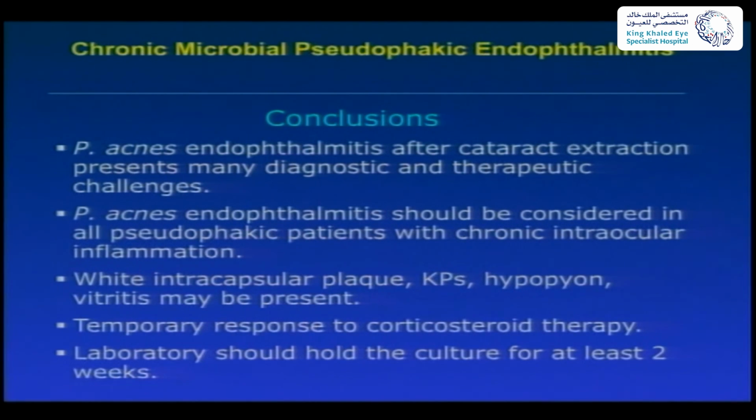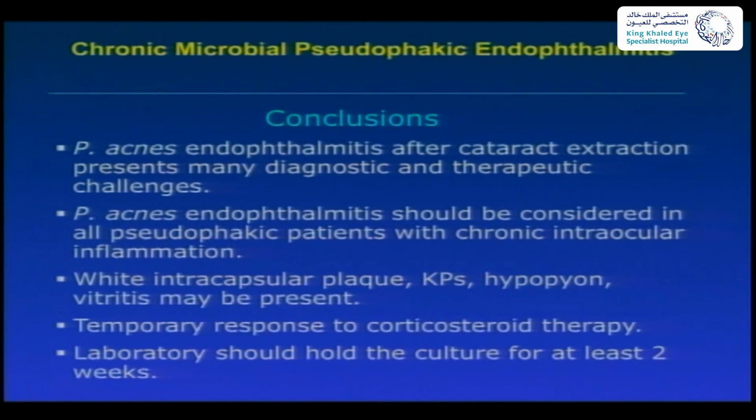So, conclusion. Propionibacterium acnes endophthalmitis after cataract extraction presents many diagnostic and therapeutic challenges, but if we suspect it, if we look for it, we will not miss it. It should be considered in all pseudophakic patients with chronic intraocular inflammation. Don't manage the patient as a case of iritis or uveitis if the patient had cataract surgery. A white intracapsular plaque, keratic precipitates, hypopyon, and vitritis may be present, with a temporary response to corticosteroid therapy.